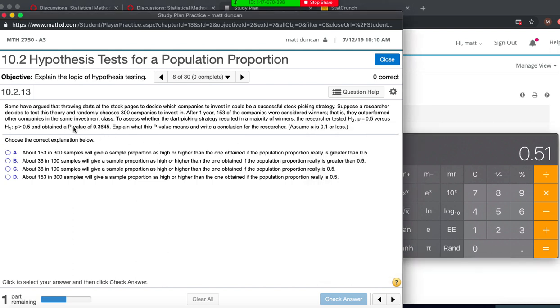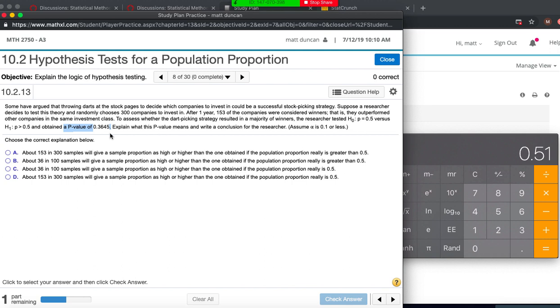It says right here, you can see the p-value is already calculated. With a p-value of 0.36, that's a pretty high probability. Given that the null is true, that it is 50%, us getting 153 out of 300, which is 51%, happens about 36% of the time, given that the true number is 50%. And that's just too high, right?